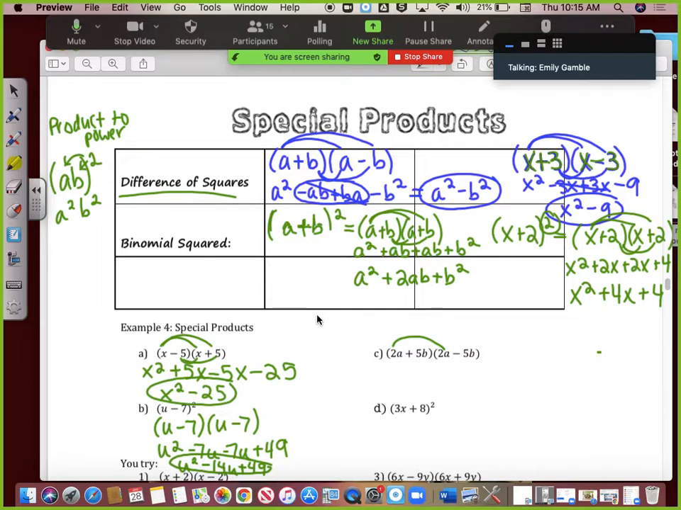2A times 2A is 4A squared. 2A times negative 5B is negative 10AB. 5B times 2A is a positive 10BA, or AB in any order, it's going to still cancel out. And then 5B times negative 5B is negative 25B squared. With a difference of squares, these middle 2 terms will cancel out because they're opposites. So you're left with only the first terms, 4A squared minus 25B squared.